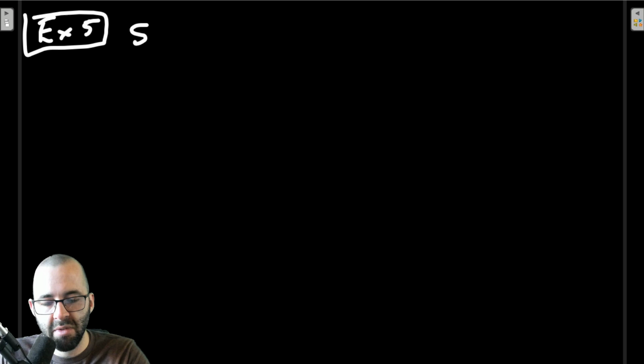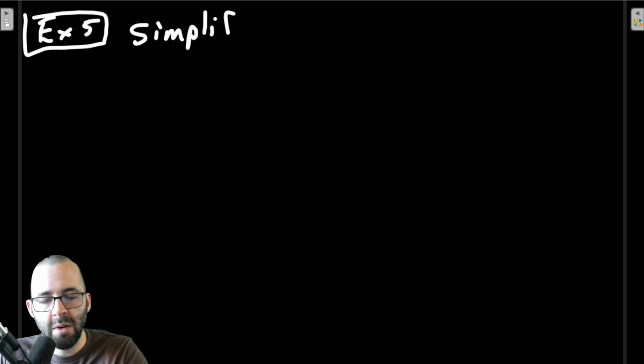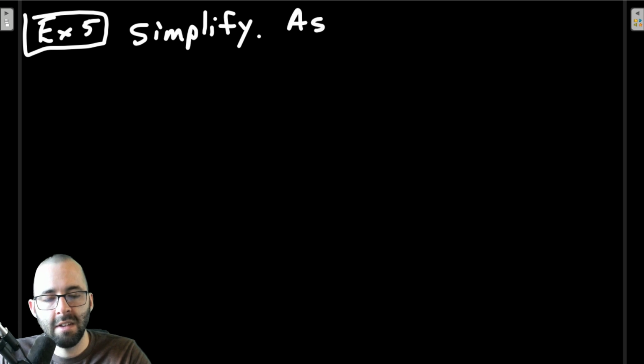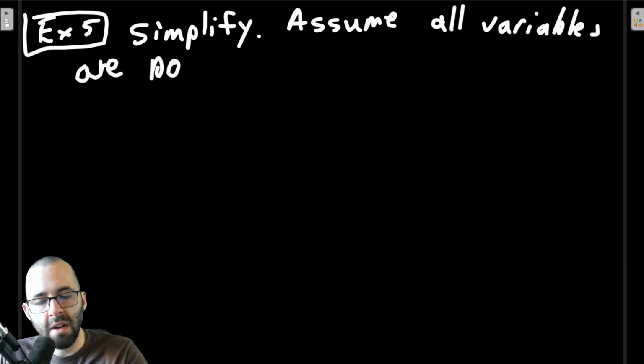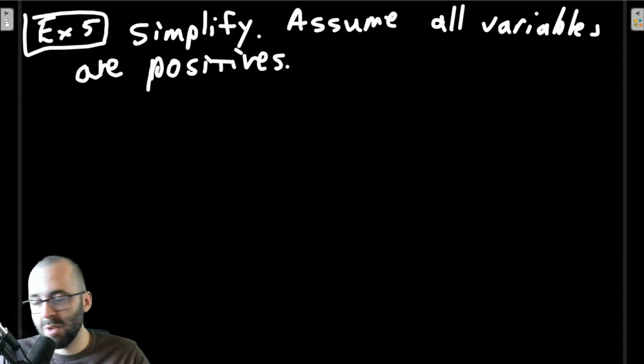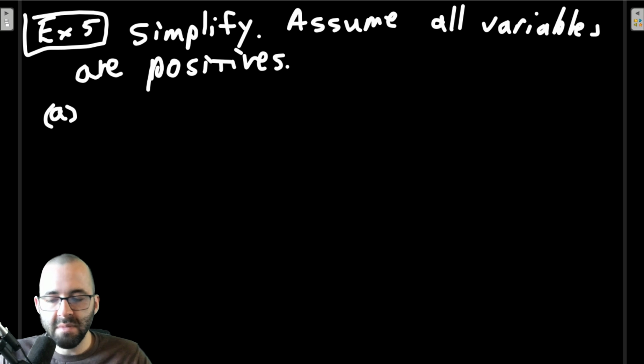So here we go, simplify. And here we're going to do something really nice. Y'all are going to love this. Assume all variables are positive. So we do not have to worry about absolute values anymore. Well, in 8.2 you will. So on your quiz, you will have to for half of it. But sometimes we won't be worrying about it anymore.